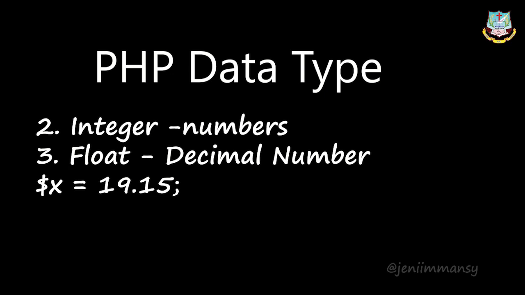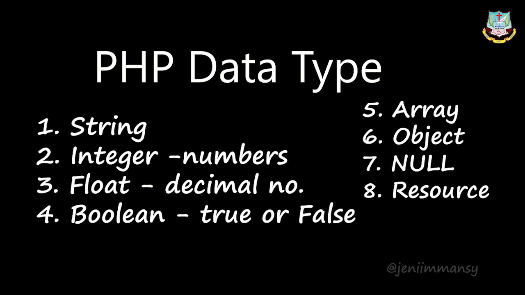Here they have given 19.15. If you give this as an integer, it will consider only 19. Since you are giving this as a float, it will consider 19 and 0.15. So before and after the decimal point, the numbers will be considered if you declare that data as a float. Next one is Boolean. Boolean denotes only two possible states, either true or false. Next one is array.